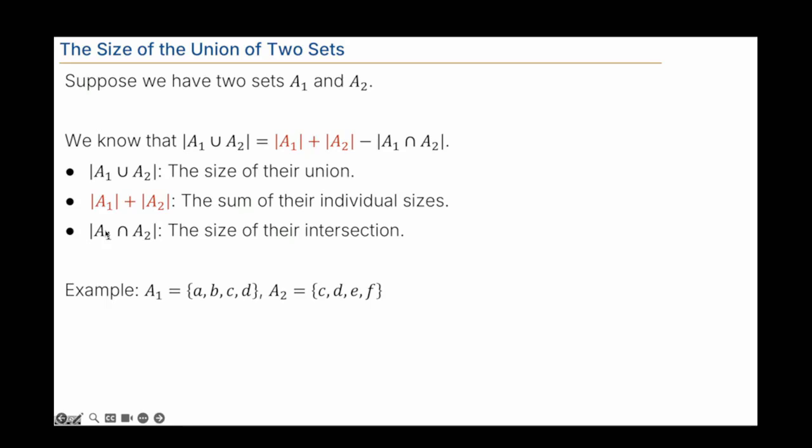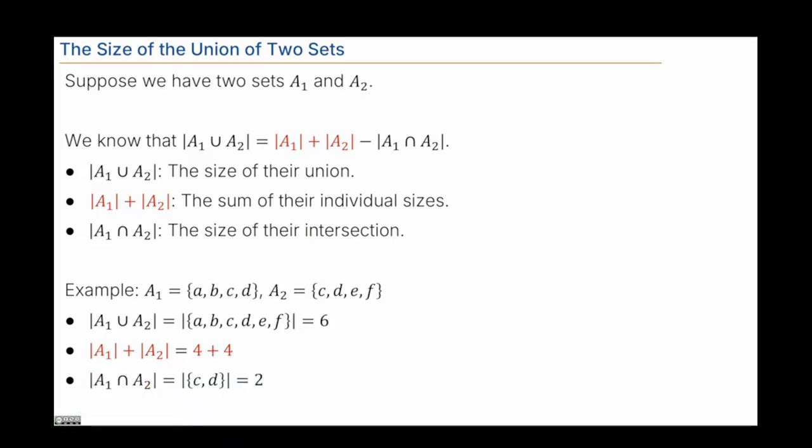So for example, if A1 is A, B, C, and D, and A2 is C, D, E, and F, and I wanted to know the size of the union, it's 6, right? If I union these two sets, it's all 6 items. And what this formula tells us is how we can compute the union's size from the individual set sizes and the intersection. So the sum of the individual set sizes, how big is this one? 4. This one, also 4. And then how big is their intersection? What is the intersection of A1 and A2? C and D. Size of that is 2. And so the formula works.